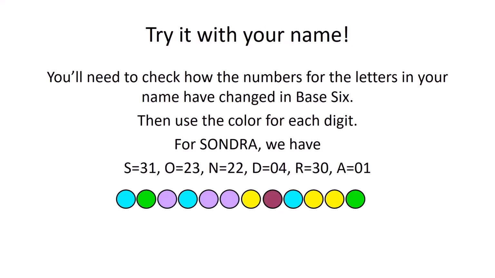Again, try it with your name. Look and see what the numbers are now when you're working in base 6, and then just give a color to each digit. So for Sandra, now I've got 312322043001. And there's my name done in a base 6 code.